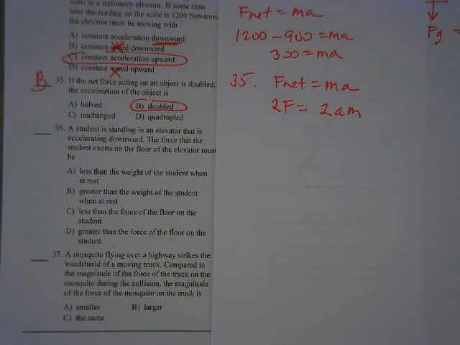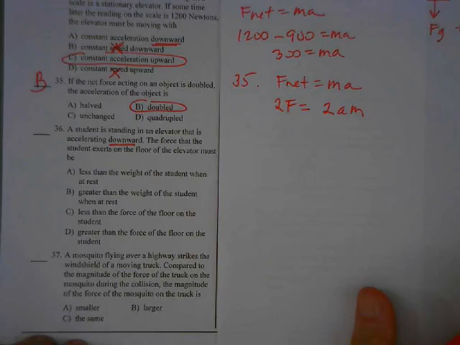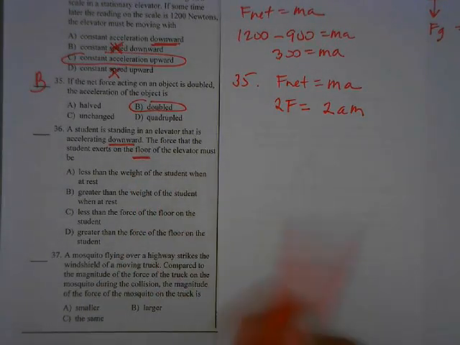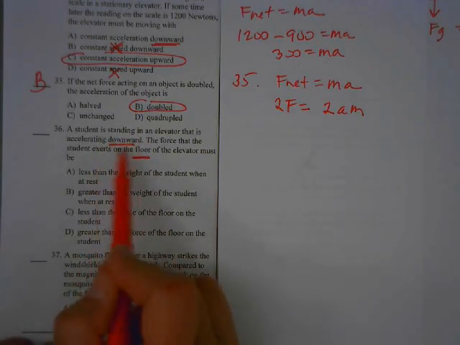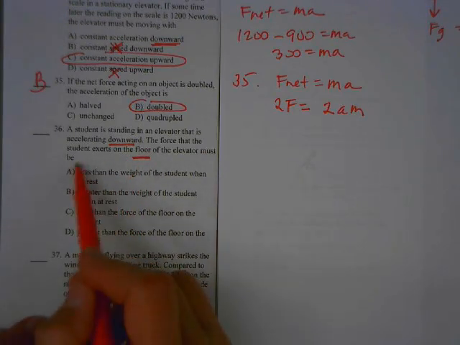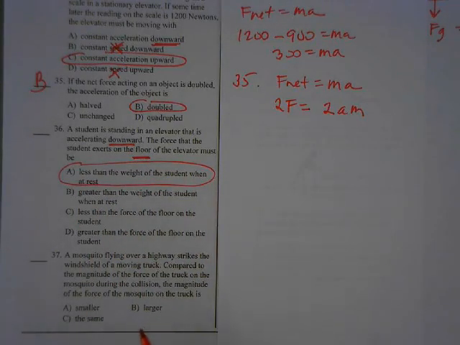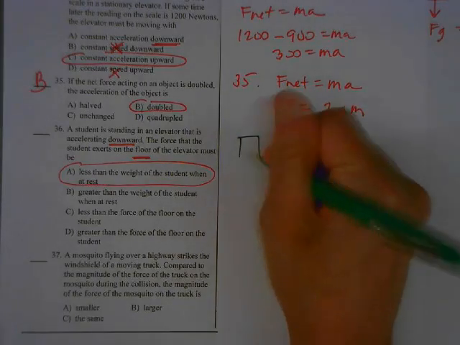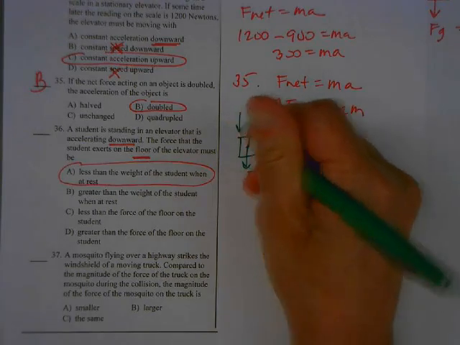Number 36, a student is standing in an elevator that is accelerating downward. The force the student exerts on the floor of the elevator must be, so if the elevator is accelerating down, then he's going to weigh less than he does at rest. If it's accelerating up and it's positive, he's going to weigh more. Again, it has to do with that elevator problem that I did before. It would be the same free body diagram: here's my weight, here's my normal force, now it's going down.